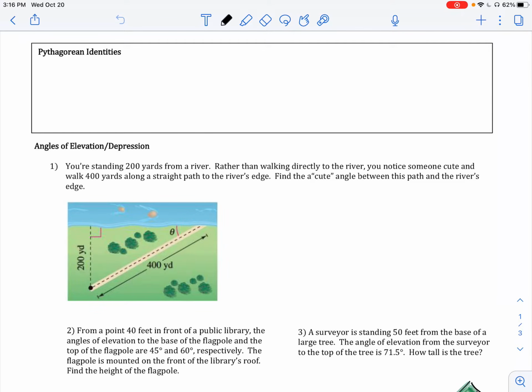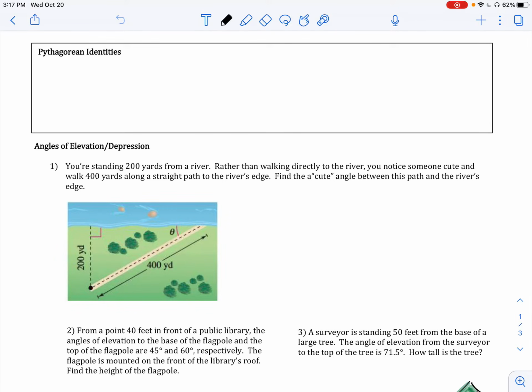As we wrap up 4.3, I want to discuss both Pythagorean identities, since we've had a chance to talk about some of the trigonometric identities, and then do some word problems involving trigonometric functions involving angles of elevation and depression. So let's start with the Pythagorean identity.